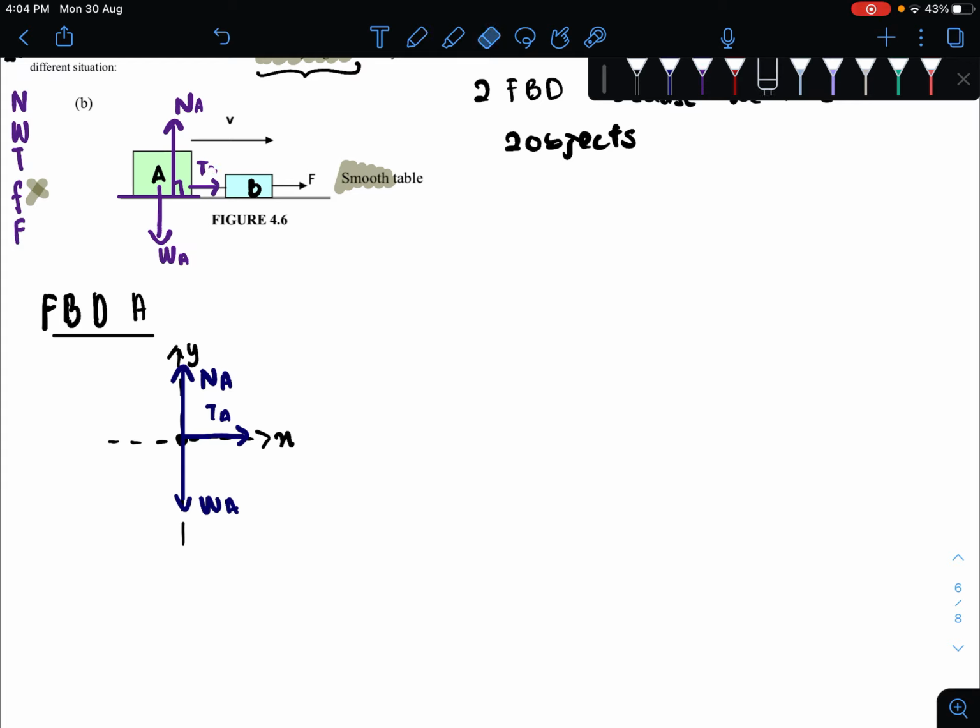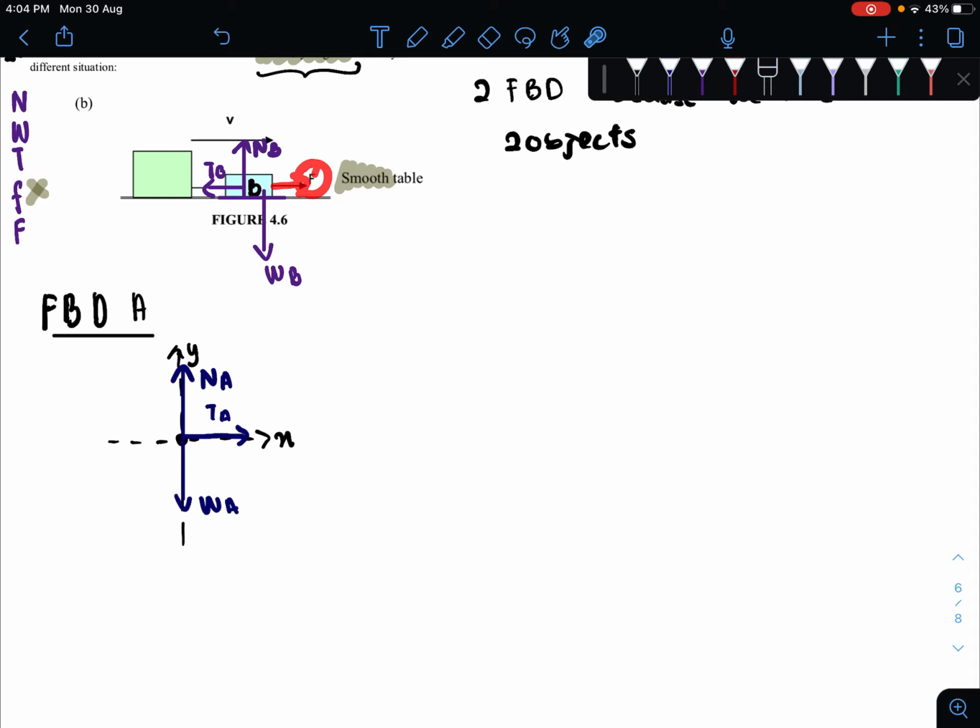Now let us look at object B. So for object B, we're going to start with normal. Yes, we have normal because it is on the surface. So we're going to experience normal force, NB. And then weight. Yes, every object that has mass on earth is going to experience weight force, WB. And then tension. As you can see, the objects are connected to each other through the string here. So object B has a tension away from the object. And then frictional force. Since it is a smooth table, no frictional force.